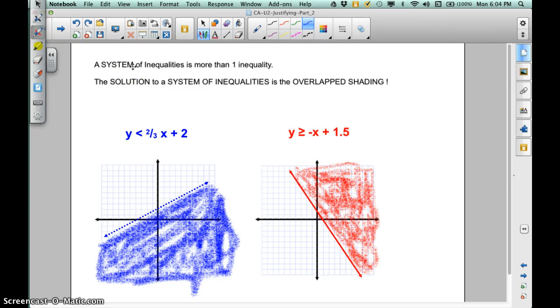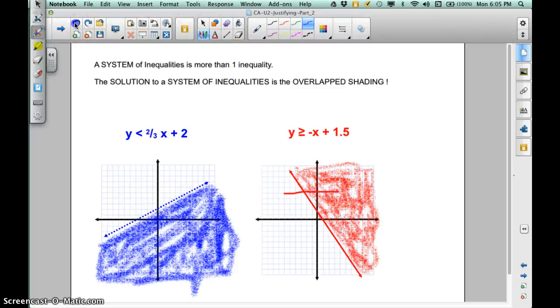A system of inequalities is simply more than one inequality, just like a system of equations was more than one equation. The solution to a system is just the overlapped shading. And so here you see this inequality graphed and shaded properly, and you see this inequality in red, graphed and shaded properly. Well, the solution to the system of inequalities, the two inequalities together, will be the overlapped shading.